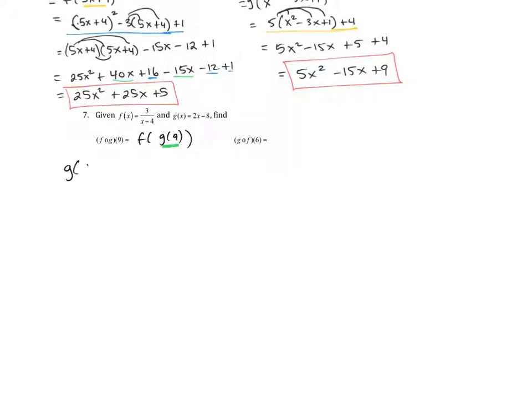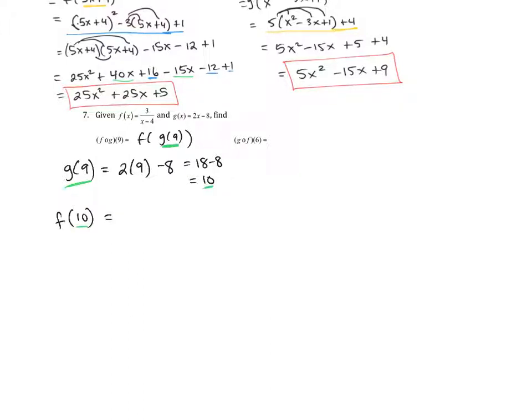g of 9. Okay, let's see, what would we get here? The g function takes 2 times x, which is 9, minus 8. So I would have 18 minus 8, which is 10. All right, now I need to input that 10 into my f of x.